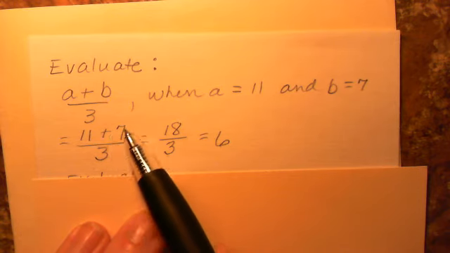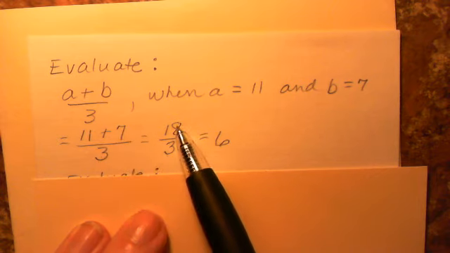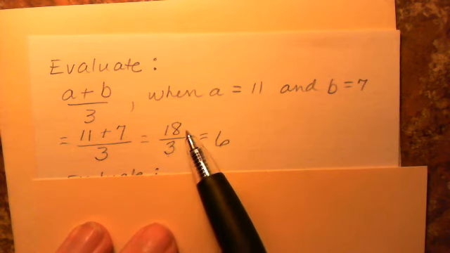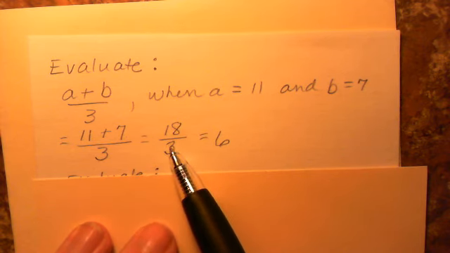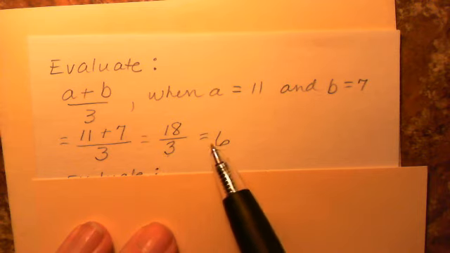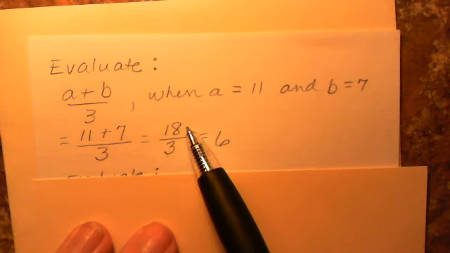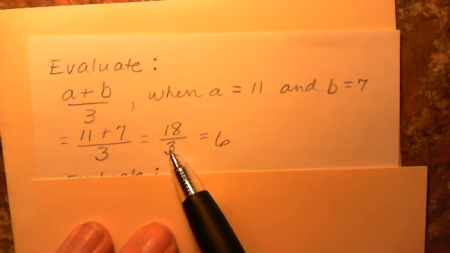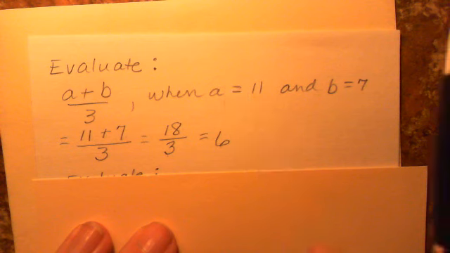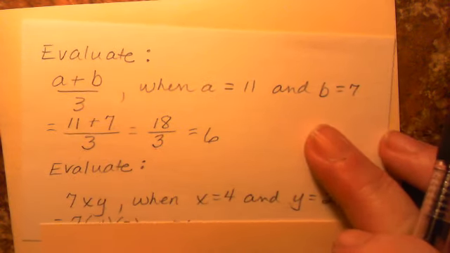Now, order of operations says we need to take care of the numerator and denominator operations separately first. So 11 plus 7 is 18. 3 remains 3, and now we can perform the division or simplify the fraction. When we perform the division here, we get 6. If we didn't get an even division or an integer for division, we would just make sure the fraction is simplified.